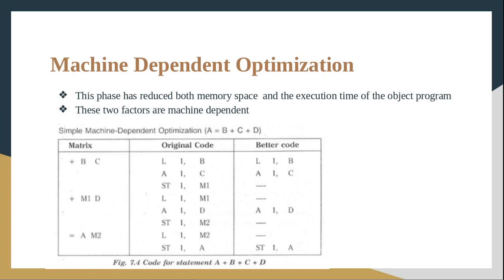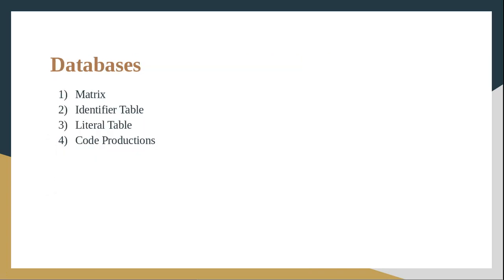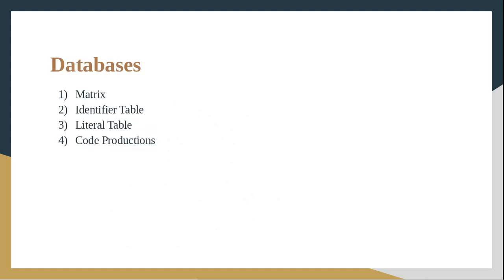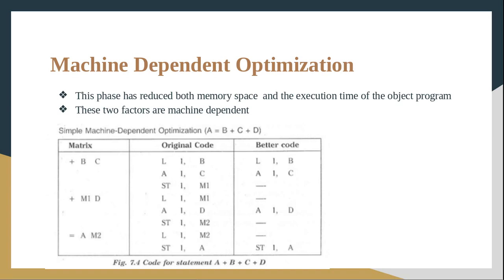In this phase we reduce both the memory space and the execution time of the object program. Both these factors are machine dependent. We generated our object code in the previous stage, and now we are going to optimize it. How we are going to optimize the object code, that we are going to see here.